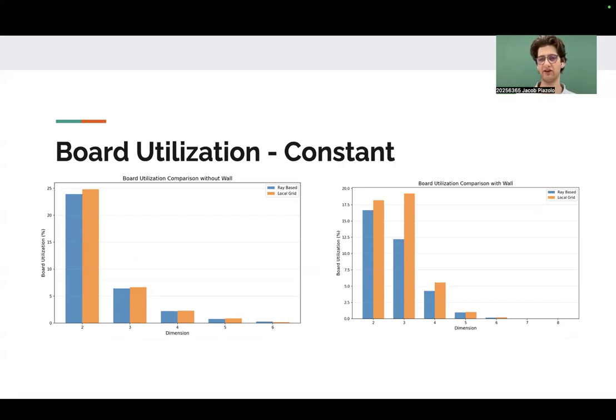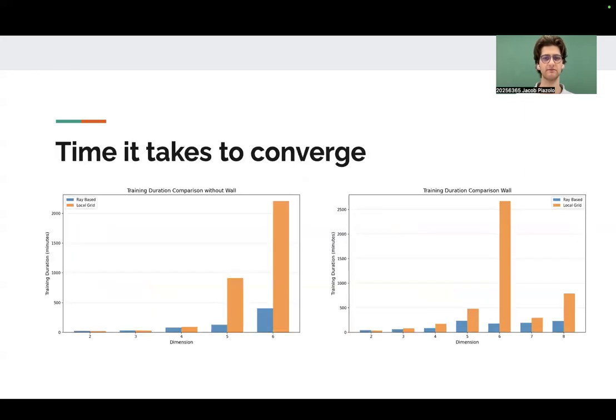Although we see even a slight increase from 2 to 3D in the local grid state representation when we have a wall around the area. And the time to converge is exponential, especially for the local grid-based. Here it takes way longer to train compared to the array-based state representation. Why is the training time lower at 7 or 8 dimensions? This is because learning breaks down, so it doesn't learn anything, and therefore it stops faster.